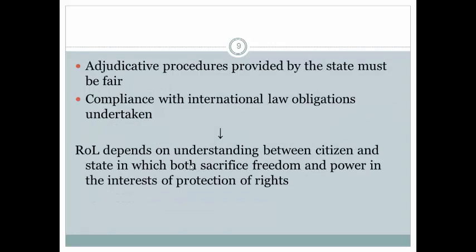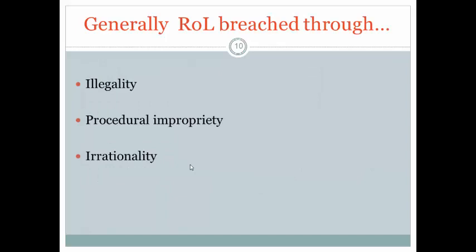Therefore, I'm giving you 3 hooks to try and identify whether there's a breach of the rule of law. And these are illegality. So in other words, when actions are not backed by law. Procedural impropriety. So in other words, we had to go through 3 readings in Parliament, we only did 2. And irrationality. There is no link between my exercise of power, my arrest of the person, and the purpose for which those powers of arrest were given to me. So these are generally ways in which the rule of law can be breached.